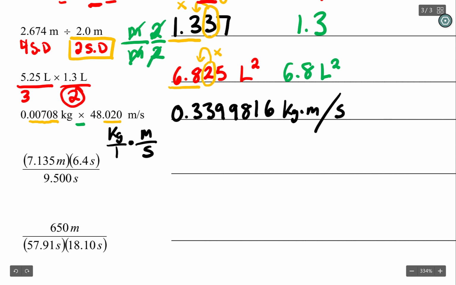In terms of the number of significant digits, I need to go to the 1,000th. I underline, circle the number behind. This number determines rounding. This will round up the 9 to a 10. That rounds this up to 4. And this would simply be 0.340 kilograms times a meter per second.